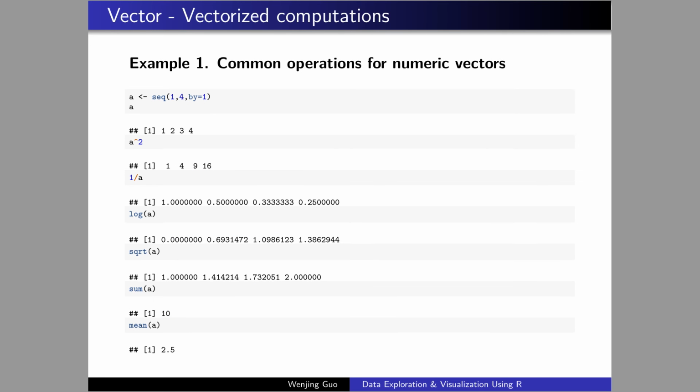Now let's see vectorized computations. I collect some common operations for numerical vectors. For example, vector a has 4 elements, 1, 2, 3, 4. For each element of vector a, we can calculate its square, reciprocal, logarithm, and square root. We can also use the sum function to calculate the sum of the elements. And also we can use the mean function to calculate the mean. Now let's go to RStudio to see these operations.